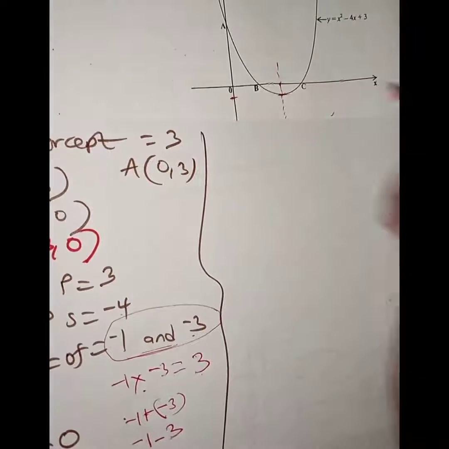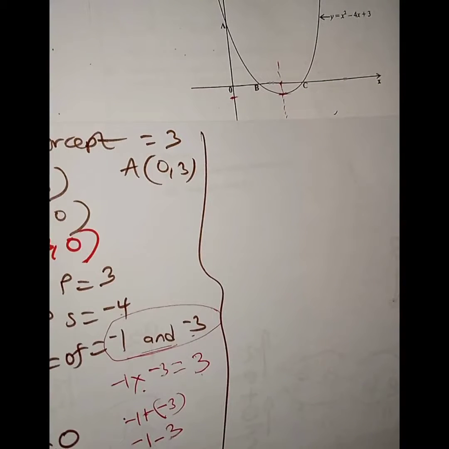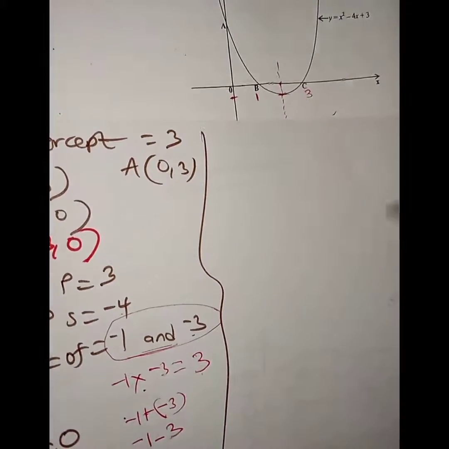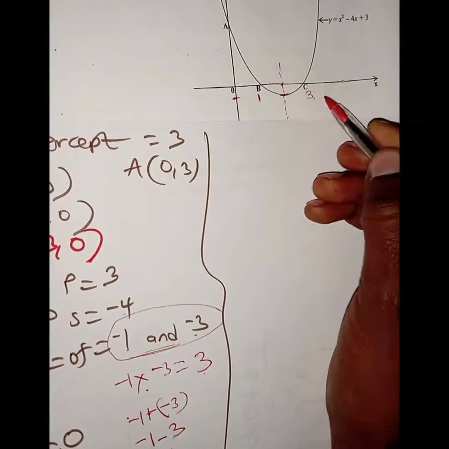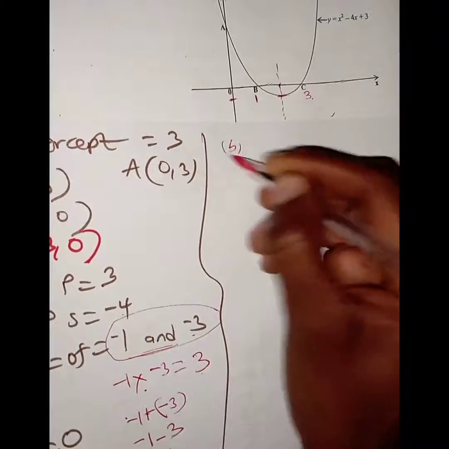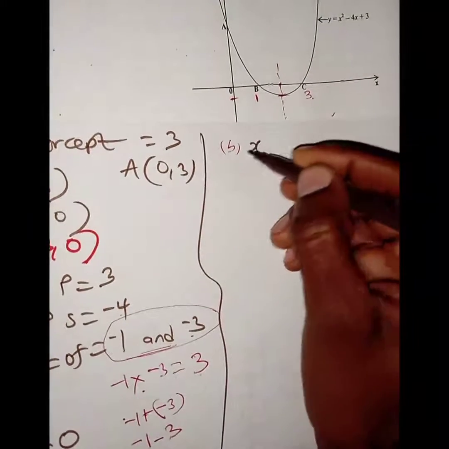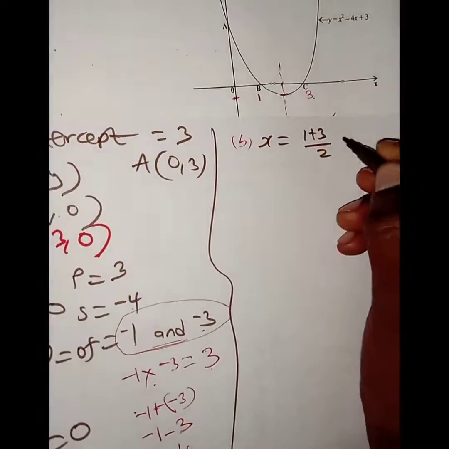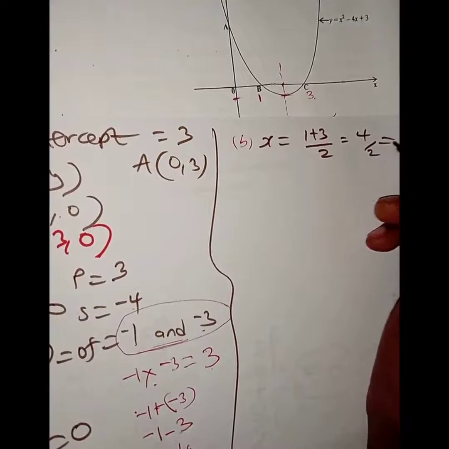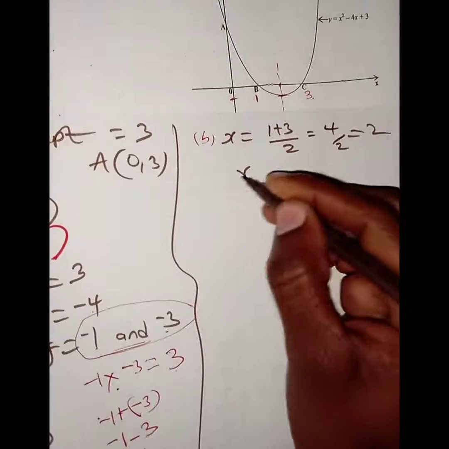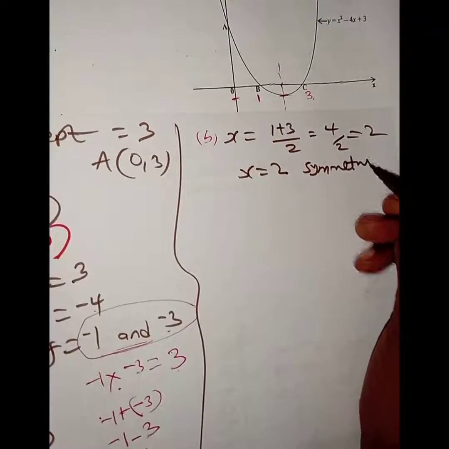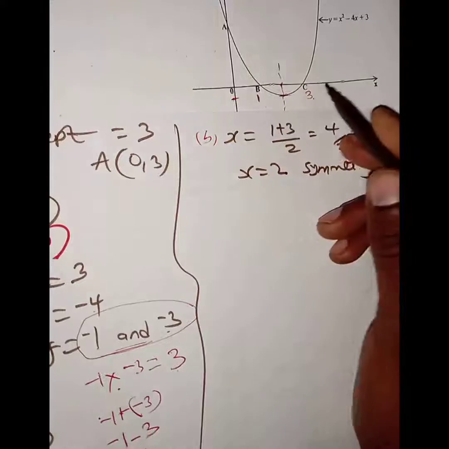Meaning halfway of BC. So now what you do, remember we found B to be 1, 0 and C to be 3, 0. So these are the x values, which are the x-intercepts. So you write x is equal to 1 plus 3 halfway, meaning over 2. So this will be 4 over 2, which is 2. So this x is equal to 2 is also called the symmetry, meaning it is cutting BC into 2 equal parts.